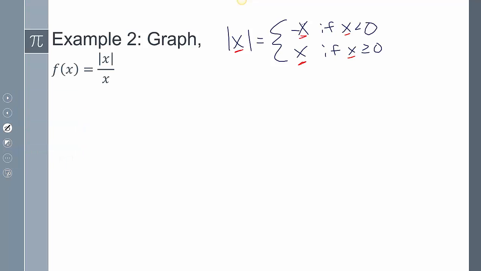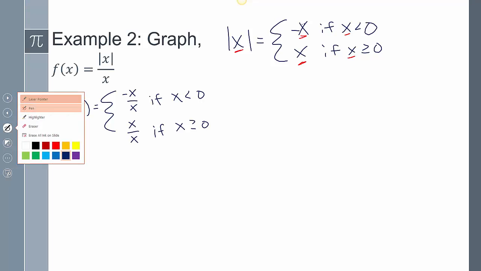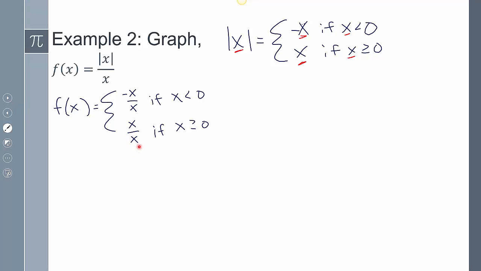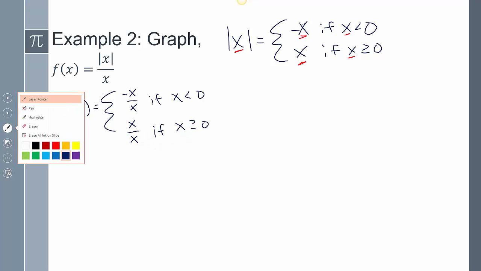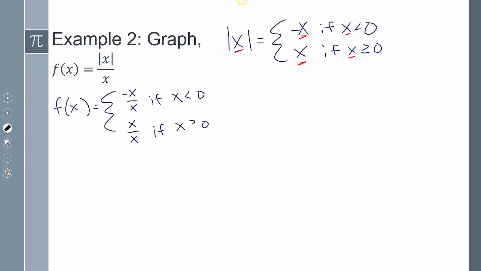So this is going to be negative x over x if x is less than 0, and this one's going to be x over x if x is greater than or equal to 0. Now we do have an issue here. If we look at this, notice I can have a domain restriction. I'm dividing by x. X over x, if I plug in 0, I get 0 over 0. I can't have 0 in my domain. So I have to get rid of that there.